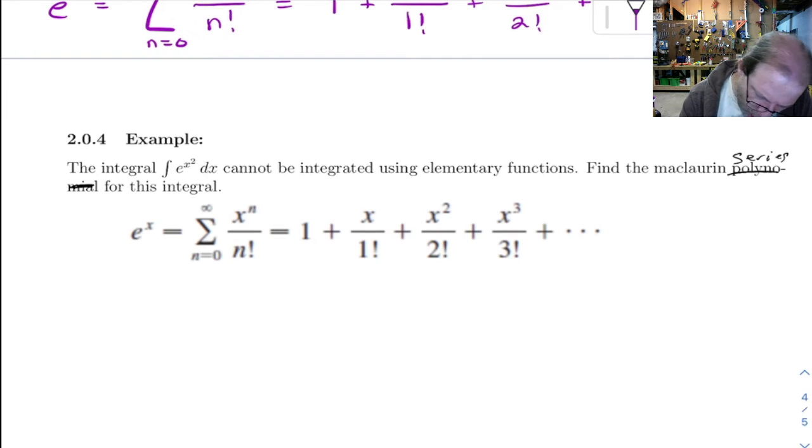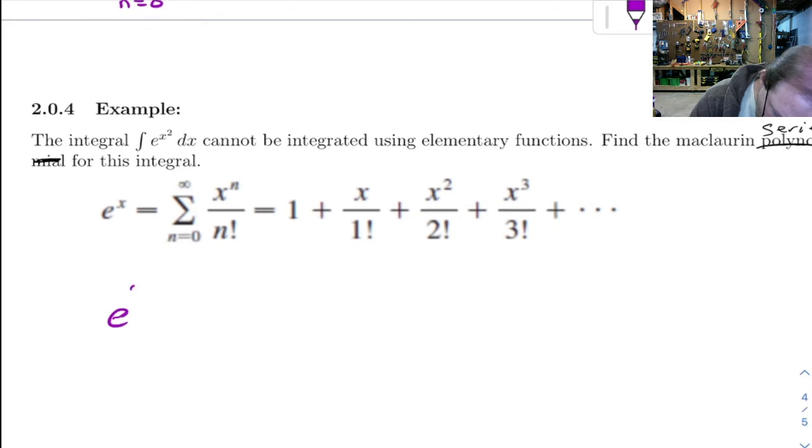Okay, so what we're going to do is first find the Maclaurin series for just e to the x squared, and then we can integrate that. Integrating a series is easy because it's just an infinite polynomial. So let's do this. e to the 2x is going to be, I'm sorry, not e to the 2x, e to the x squared. We're just going to take this and write x squared to the n over n factorial.